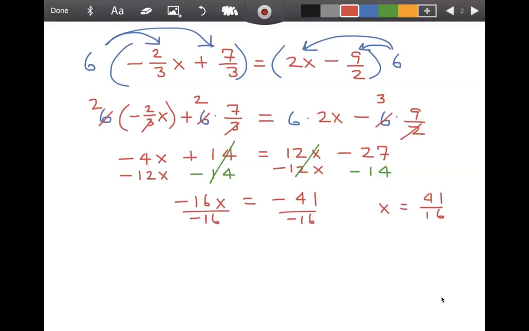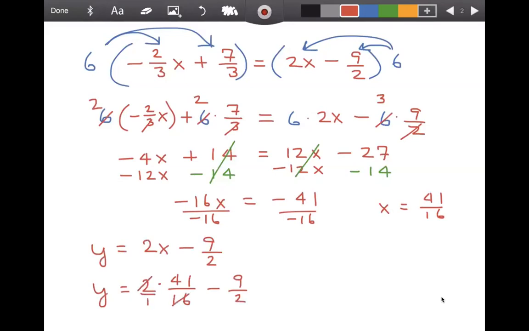All right, so now we need to substitute that value of x into either one of the equations that we got when we solved for y. I think I'll go with the second one, y equals 2x minus 9/2. So that'll be y equals 2 times 41 over 16 minus 9/2.